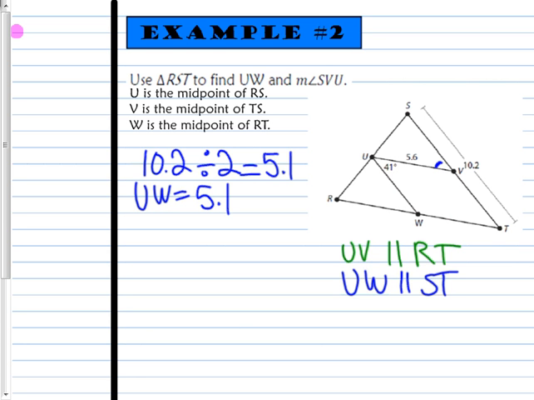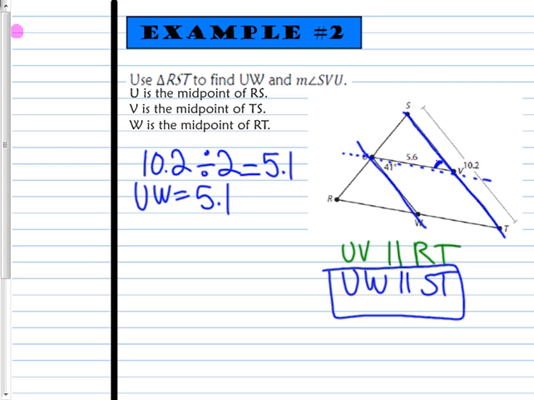Well, I know that this line and this line are parallel. We just said that they were parallel at the beginning, and I even marked it right here. UW is parallel to ST. And so this dotted line that I'm extending is a transversal, and it's intersecting those parallel lines.